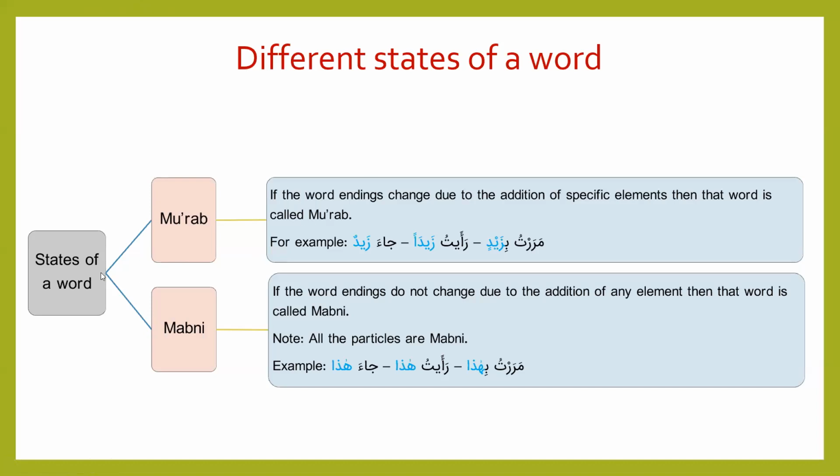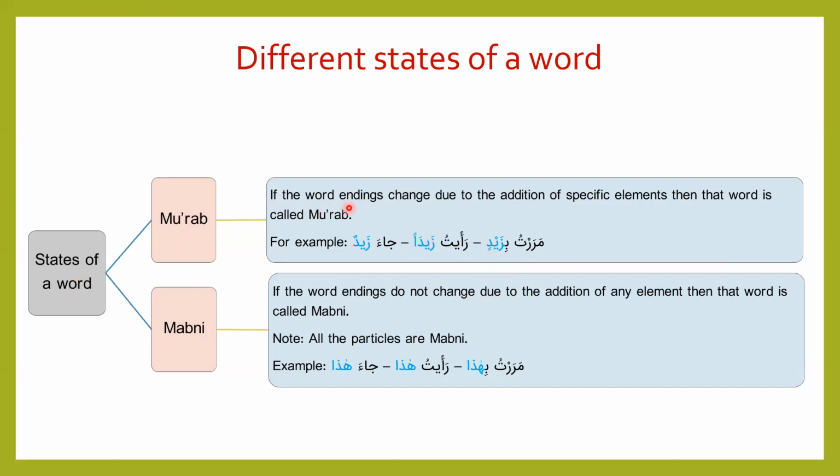So the discussion was going on that the states of word can be mu'rab or mabni. What does it mean, mu'rab? Mu'rab means if the word endings change. Okay, word, for example, here the word is Zaid, kalima. Word can be ism, fail, or particle. Here I'm discussing about, for example, ism. The word Zaid, if you can see the end of the word Zaid is dal.